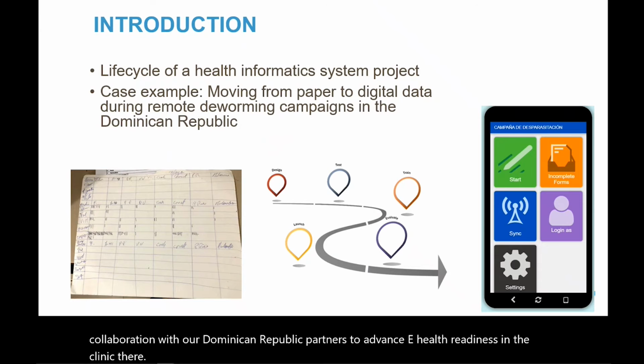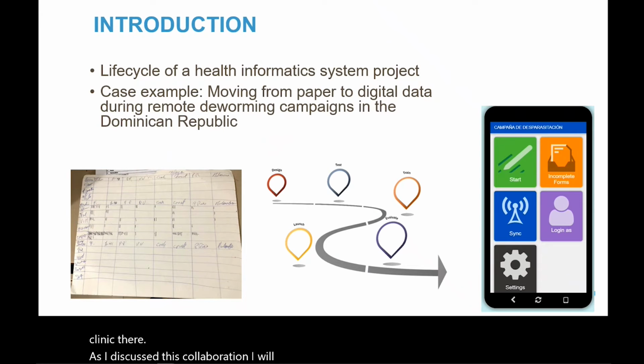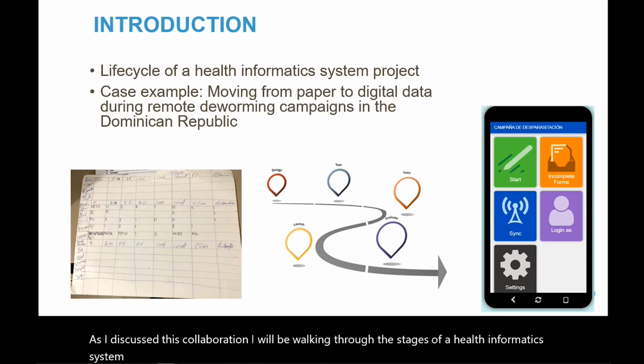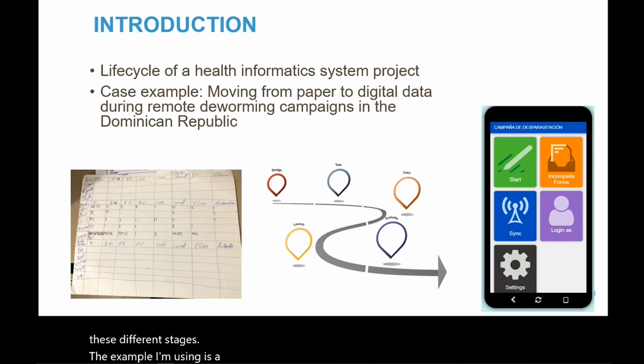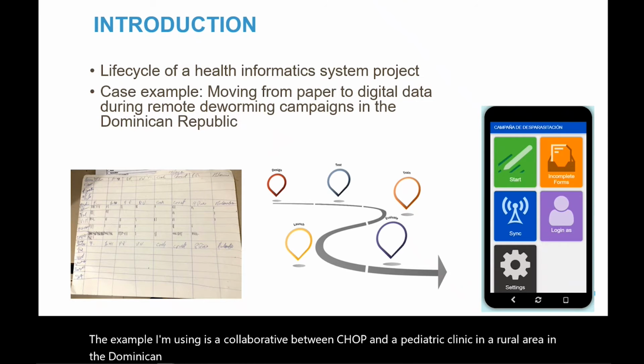As I discuss this collaboration, I will be walking through the stages of a health informatics system project lifecycle and use a case example from the Dominican Republic to demonstrate these different stages. The example I'm using is a collaborative between CHOP and a pediatric clinic in a rural area in the Dominican Republic to move from paper to digital data during remote deworming campaigns.